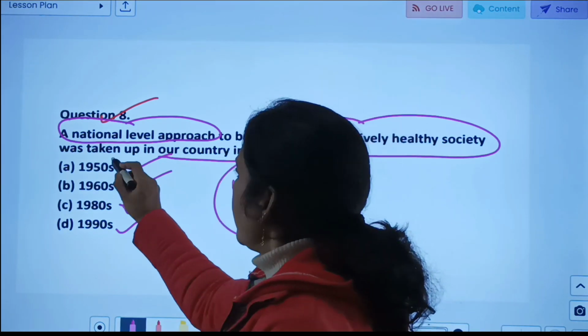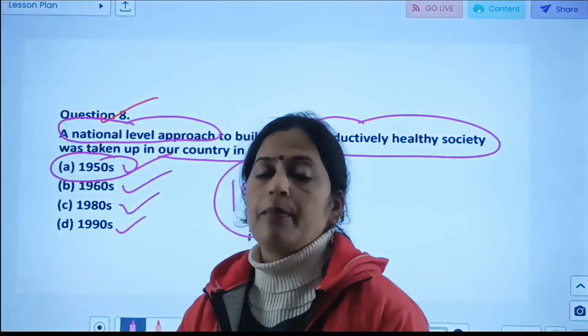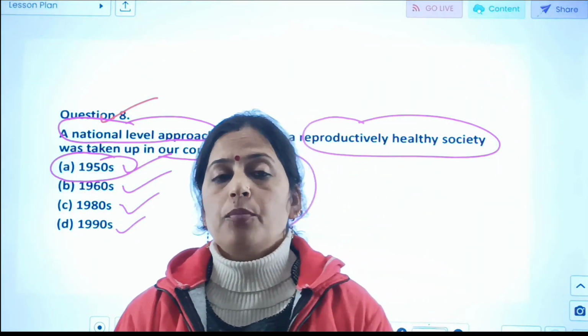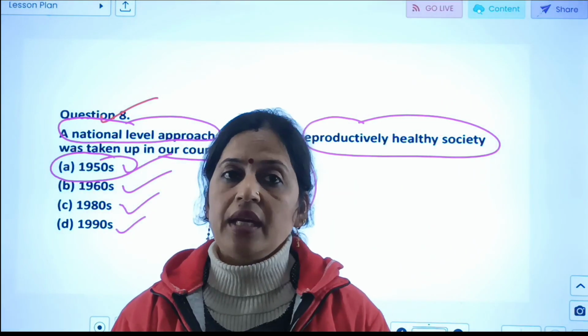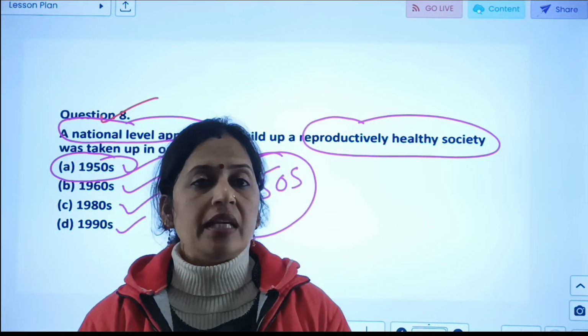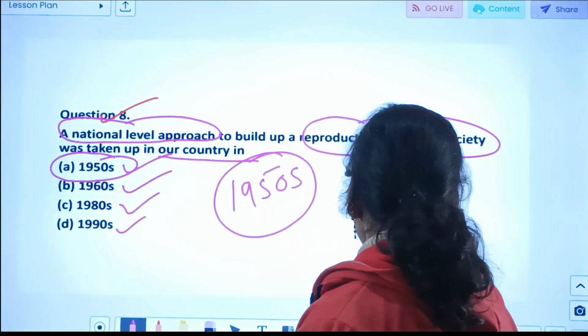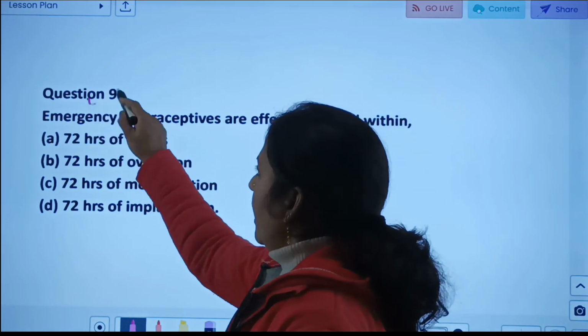So this is the right answer. That is a national level approach to build a reproductively healthy society, especially in our country, which was built in the 1950s. Next is question number 9.